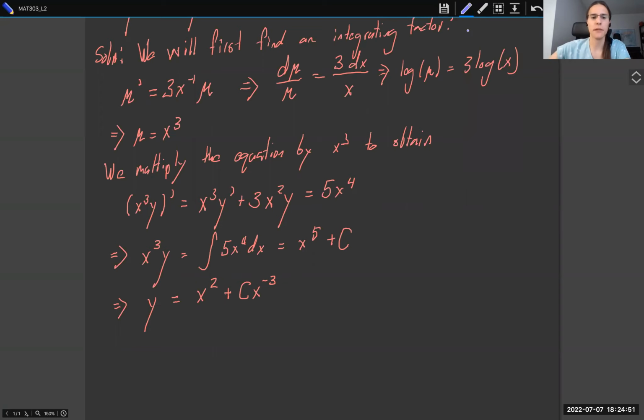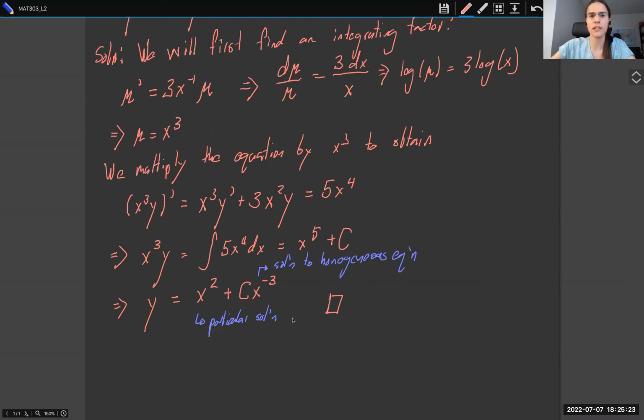So I can also label that. This is a particular solution. And this is a solution to the homogeneous equation. And that's the answer.